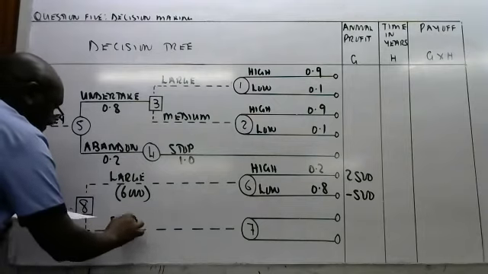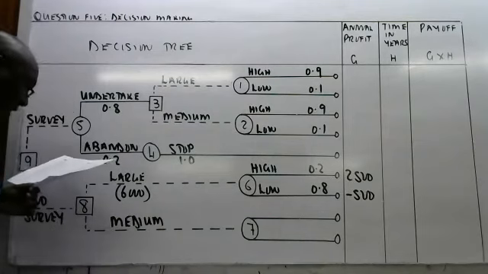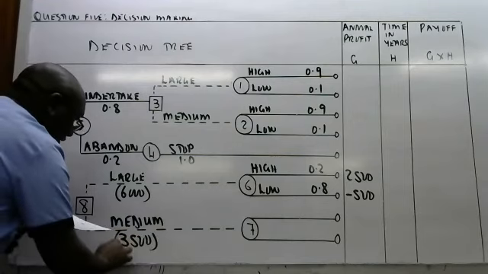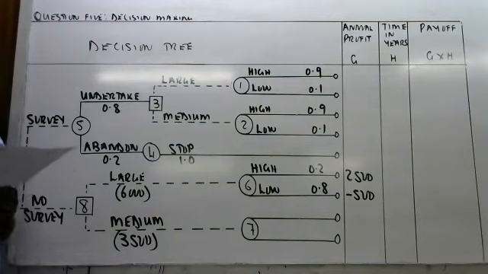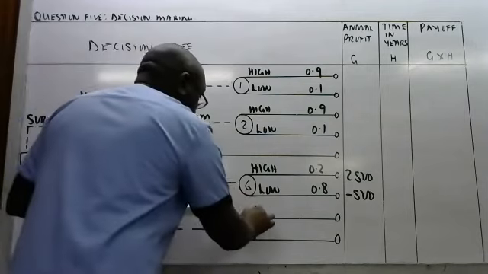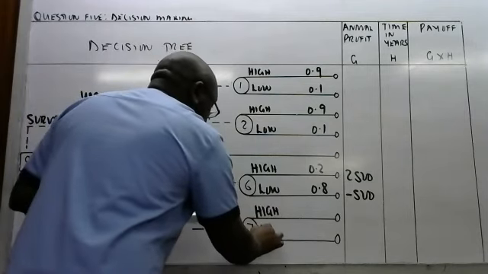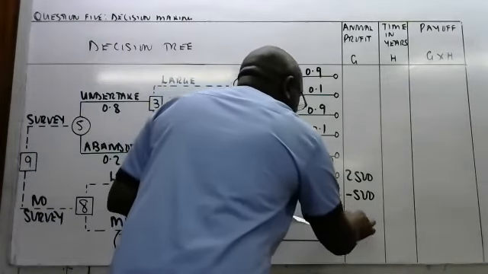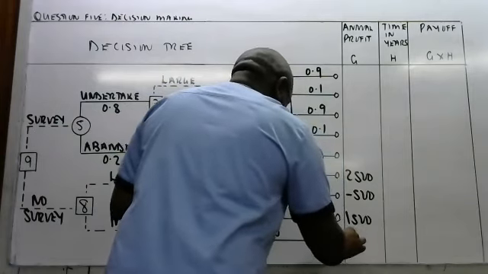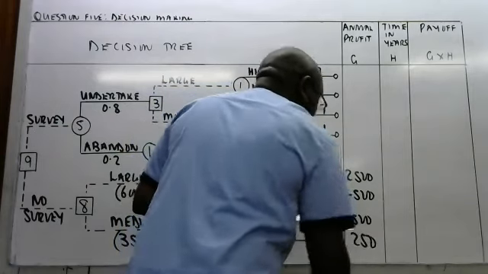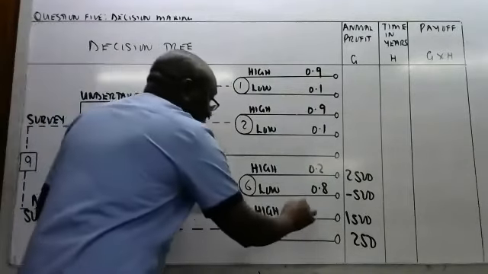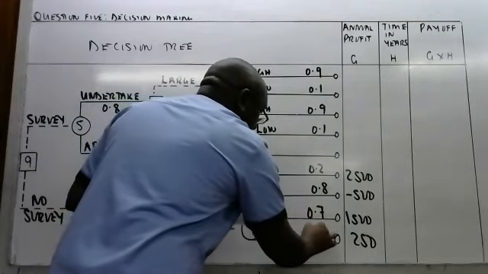Option B, we build the medium plant. We are told it will cost 3,500, so you put 3,500 there in brackets. If demand turns out to be high, you will make a profit of 1,500, and if it is low, you will make a profit of 250. The probabilities are 0.7 and 0.3.